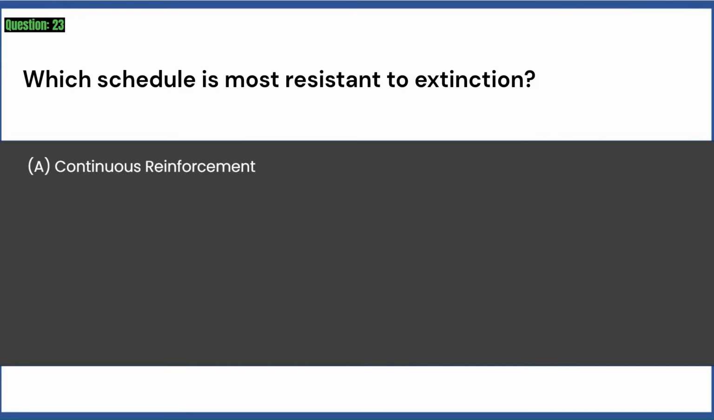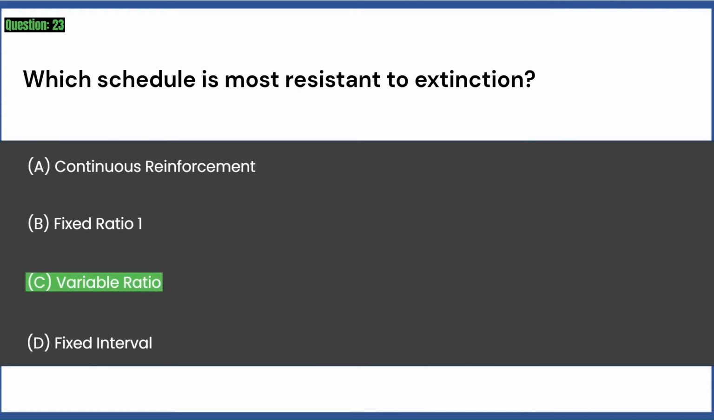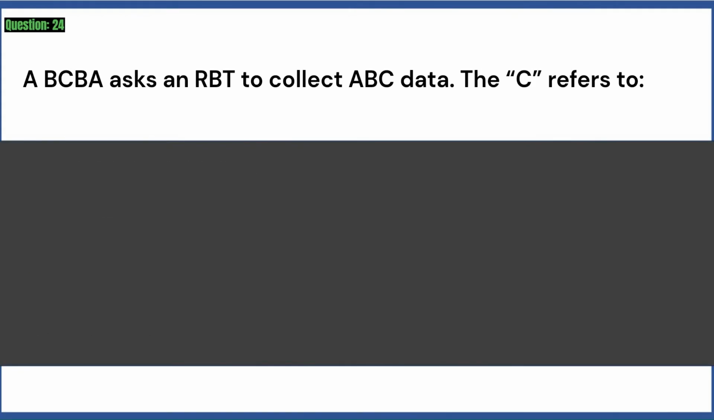Which schedule is most resistant to extinction? A. Continuous reinforcement. B. Fixed ratio 1. C. Variable ratio. D. Fixed interval. Answer: C. Variable ratio.